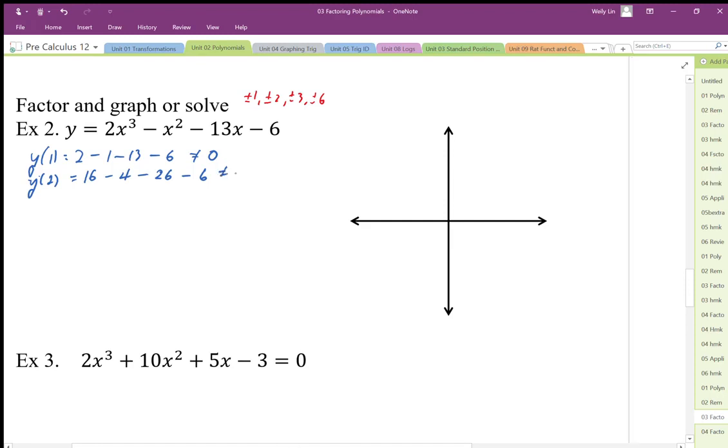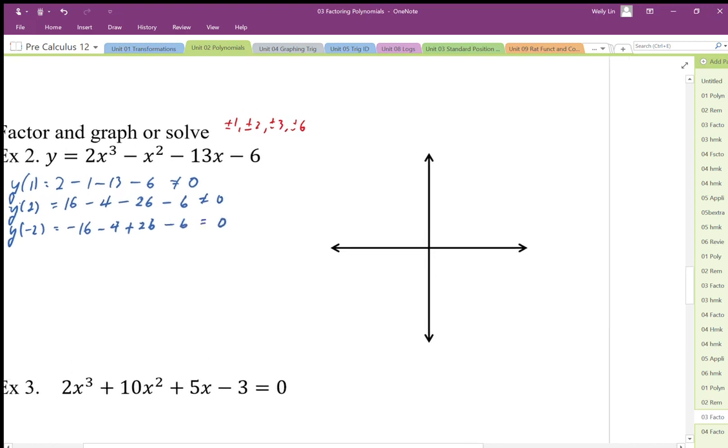So maybe we'll try negative 2. We get negative 16 this time, minus 4, minus, it's going to be plus 26, minus 6. Yeah, we get 0 this time. So once we get a 0, we know that this is a factor. It should be x plus 2.